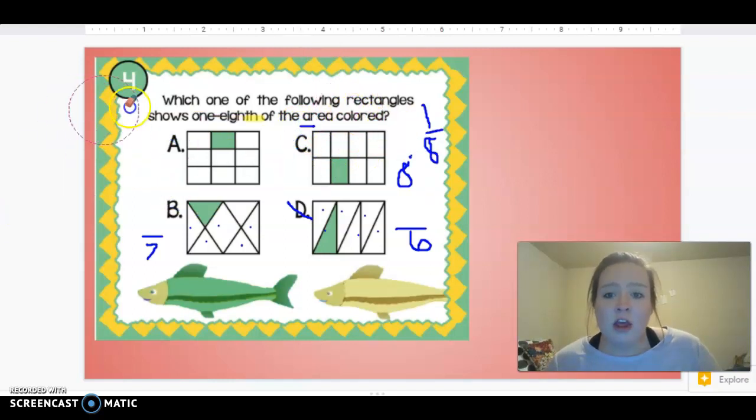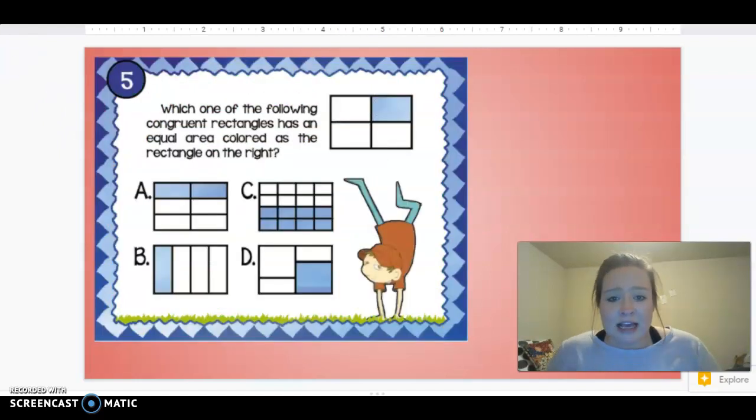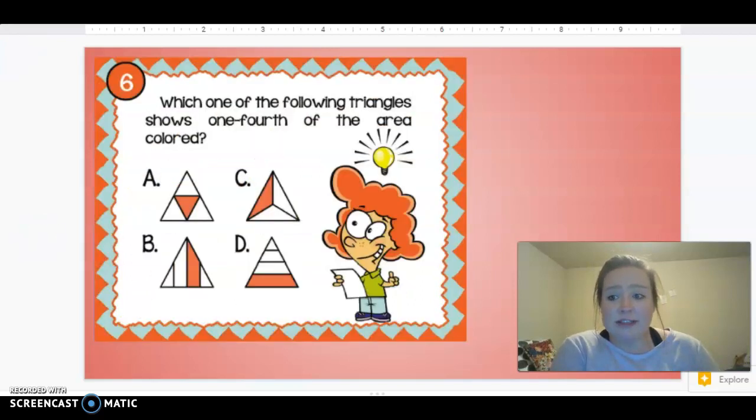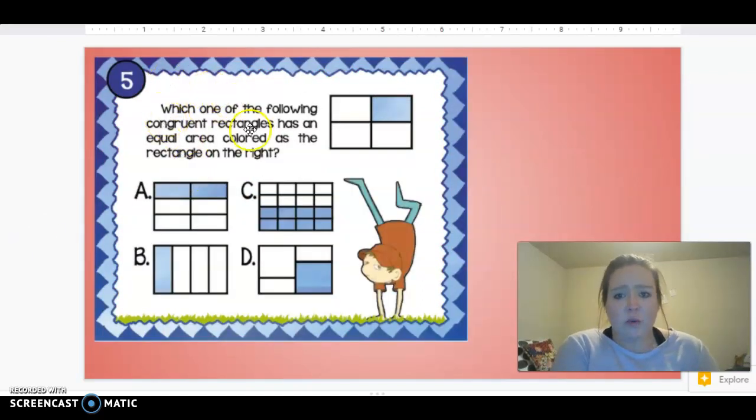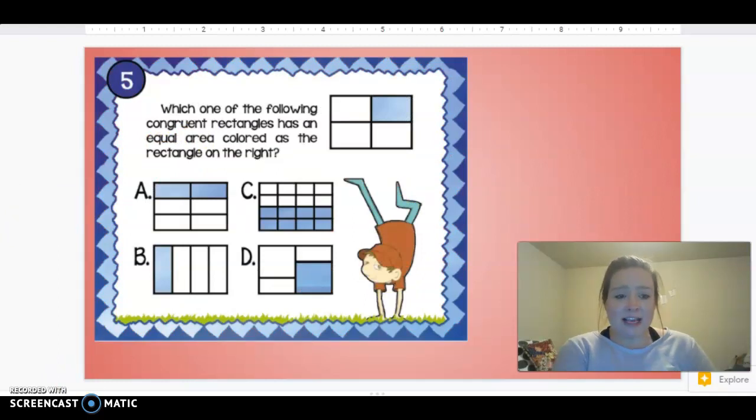All right. So we've been practicing this for a couple of days now. And so what's going to happen is I want you guys to give me the answers to number 5 and number 6. Which one of the following congruent rectangles has an equal area colored as the rectangle on the right? And number 6, which one of the following triangles shows 1/4 of the area colored? So you guys are going to do 5 and 6 by yourself, and you'll just circle your answer.